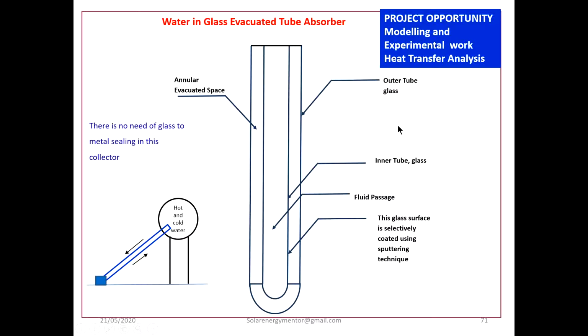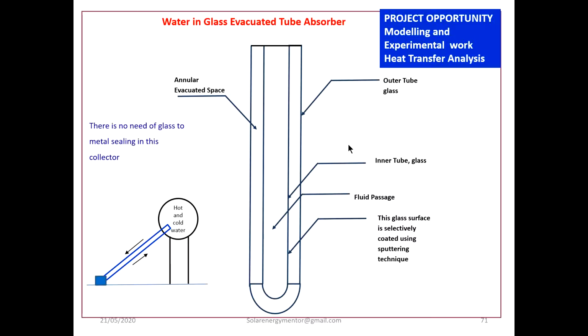So naturally, when we talk of FR tau alpha and FRUL, FR tau alpha is the collector efficiency factor of any collector, and FRUL is the loss coefficient of the collector. Now, in case of these evacuated tube absorbers, FR tau alpha is less. The efficiency of collection is less because the temperature attained is less. So the overall efficiency of these evacuated tube collectors is less. But as the temperature is less, their loss coefficient is also less. So FRUL is also less.